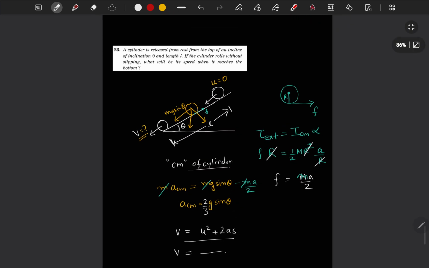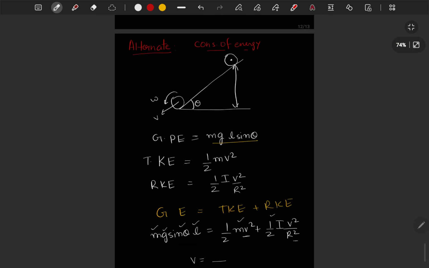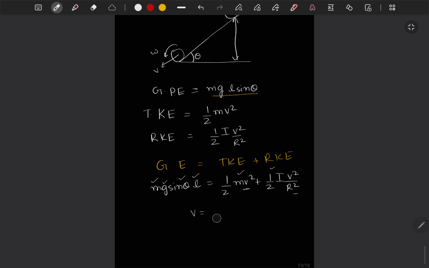So yeah, it makes sense. It would come out to be something under root, 6 by 3... sorry, 4 by 3 gL sine theta.